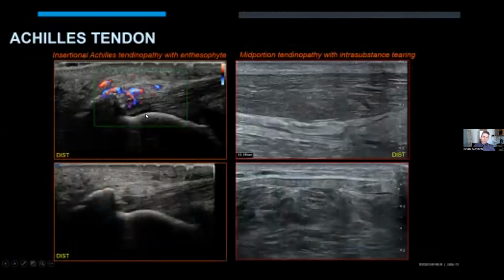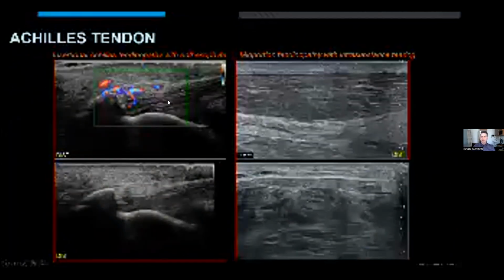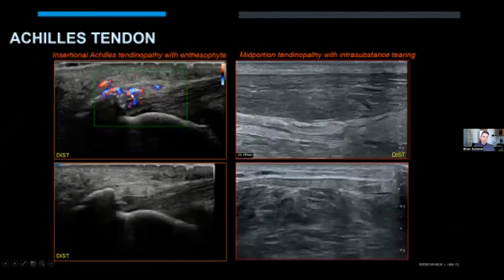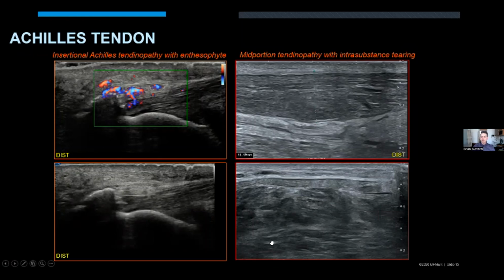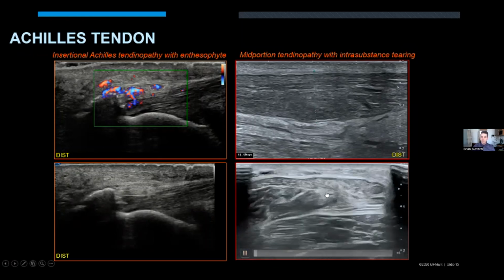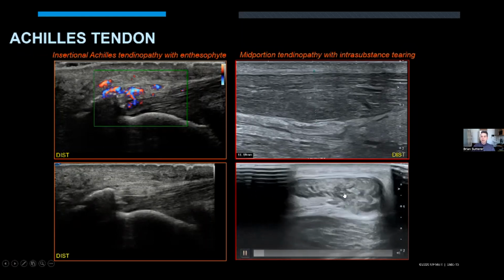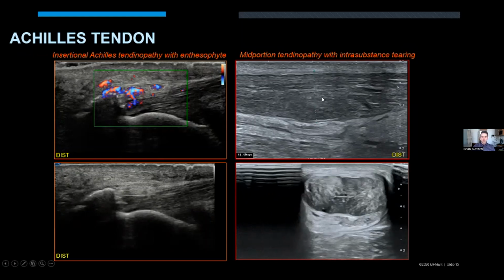Just to briefly show some photos and mention, like I said, there can be a lot of variety with what you see in the Achilles tendon. This is another example of somebody who had a lot of insertional tendinopathy with a prominent enthesophyte, and lots of hyperemia in the area. You can see without the Doppler flow that enthesophyte sitting there. This was another individual who had just mid-portion tendinopathy with some more focal intrasubstance tearing that we could appreciate scanning in long axis, but really not that much in terms of hyperemia.